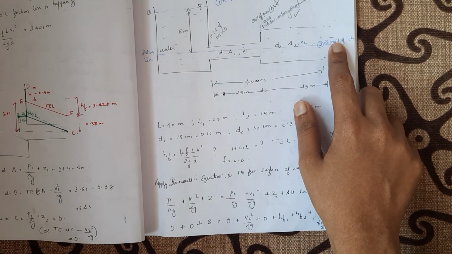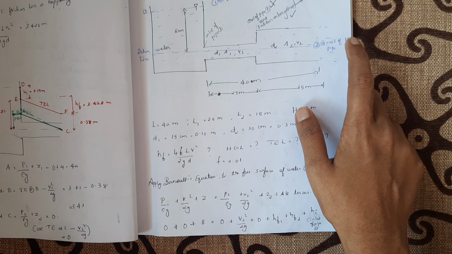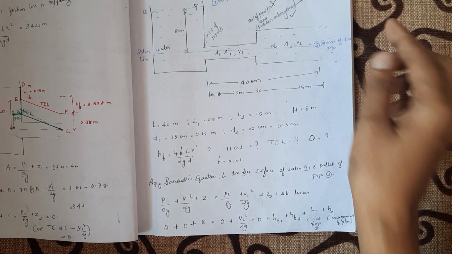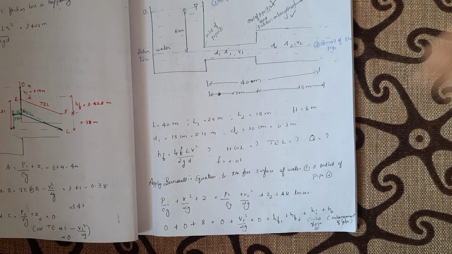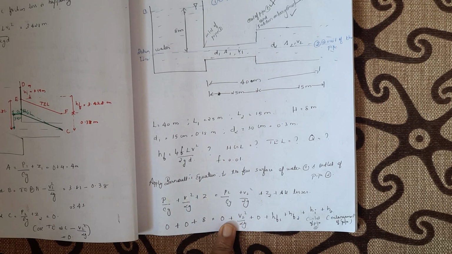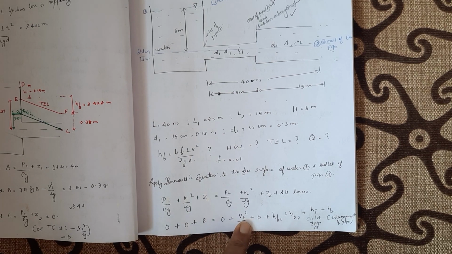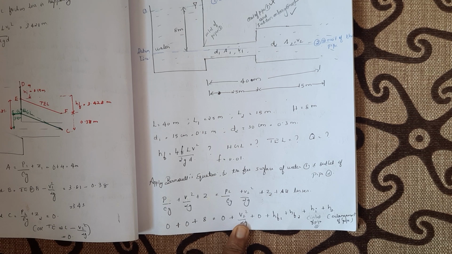And at the exit of the pipe, the pressure head is 0 again. Why? Because it is open to atmosphere. It is being freely discharged into the atmosphere. So P2 by rho g is 0. V2 is there, so that term is there: V2 squared by 2g.